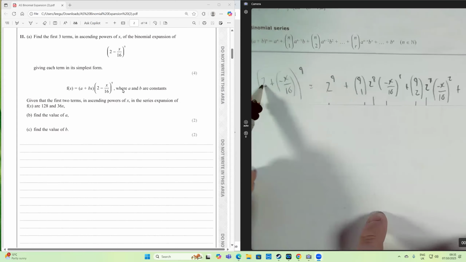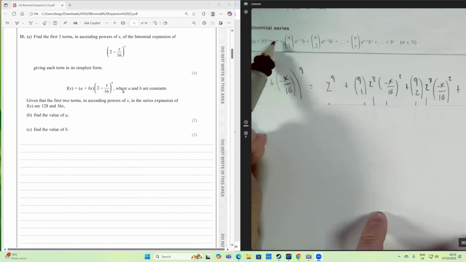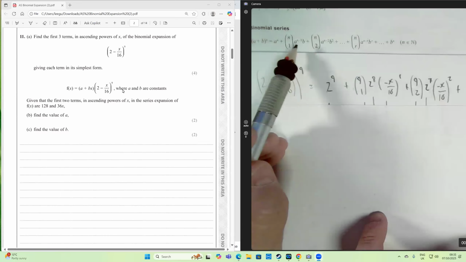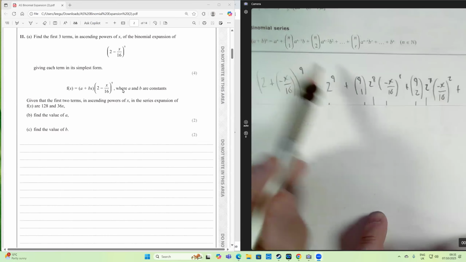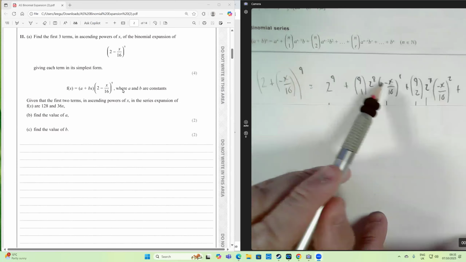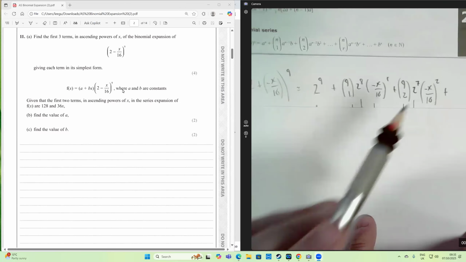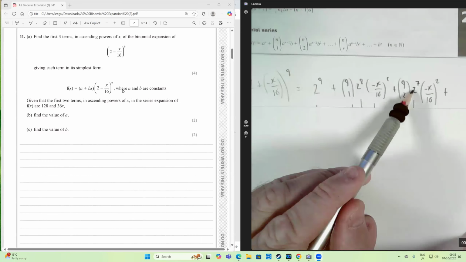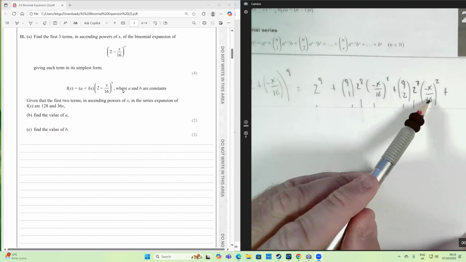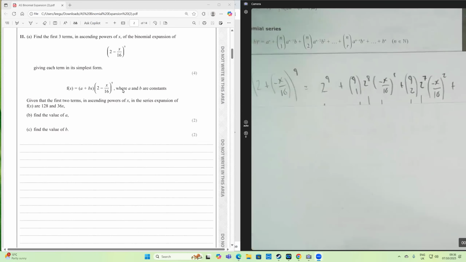So we're going to do our expansion. The first term is going to be 2 to the power 9. Then we're going to have 9 choose 1, 2 to the power 8, and minus x over 16 to the 1. So that's our first two terms. And our third term is going to be 9 choose 2, 2 to the power 7, minus x over 16, all squared. So there's our first three terms.